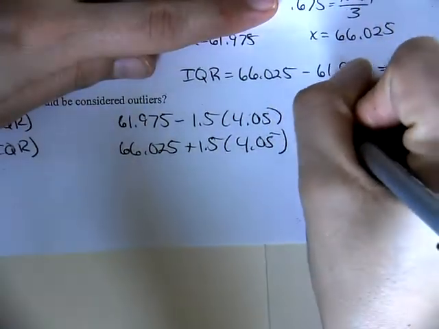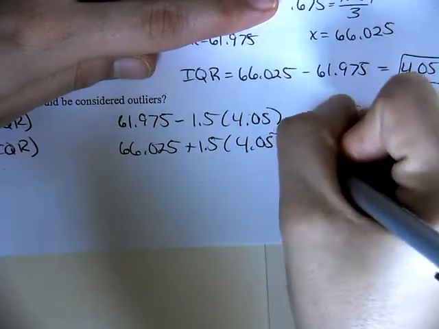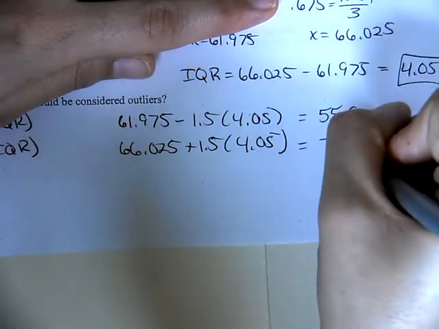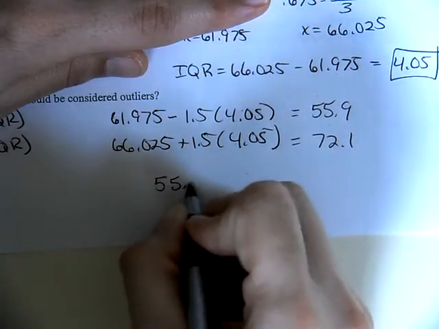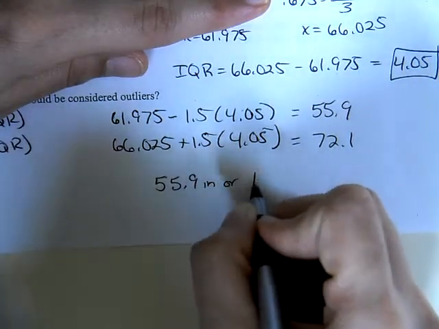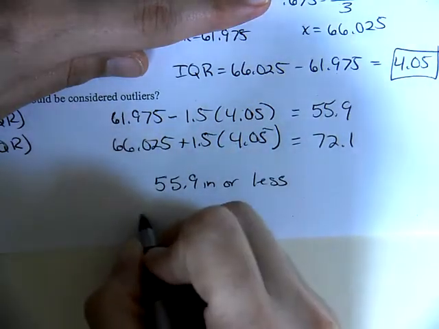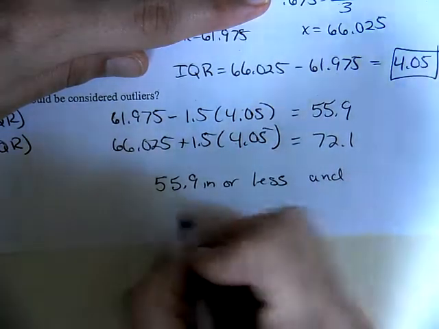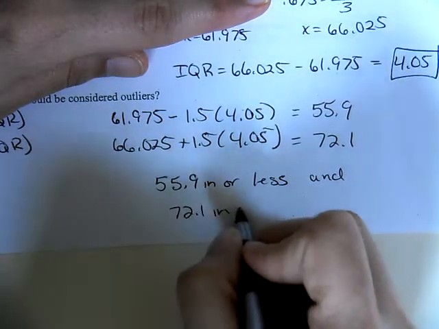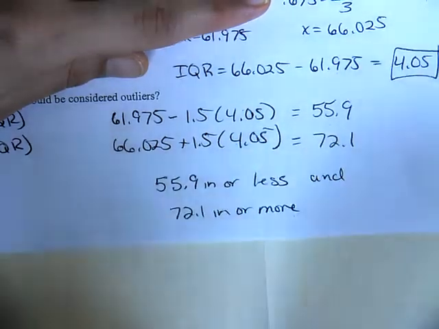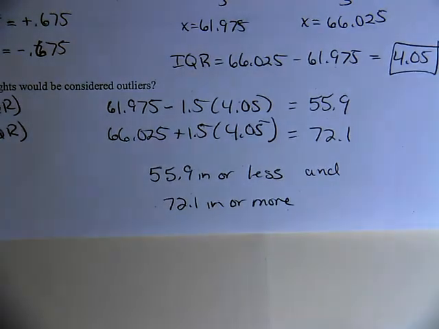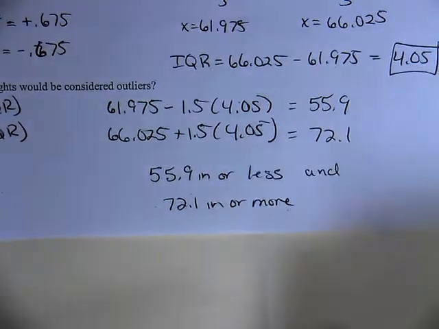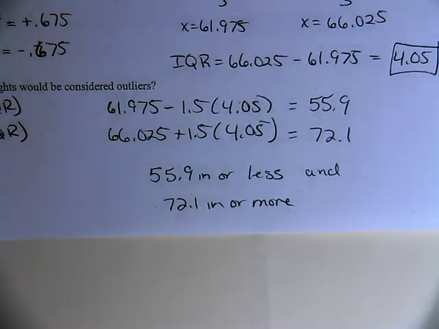So anything less than 55.9 inches, anybody more than 72.1 inches. So 55.9 inches or less, and 72.1 inches or more, those would be considered outliers. Okay? So kind of going back to our chapter 4 stuff in terms of a box plot.